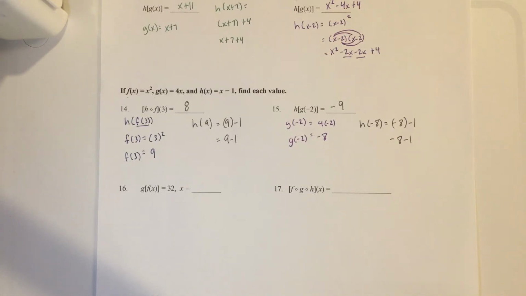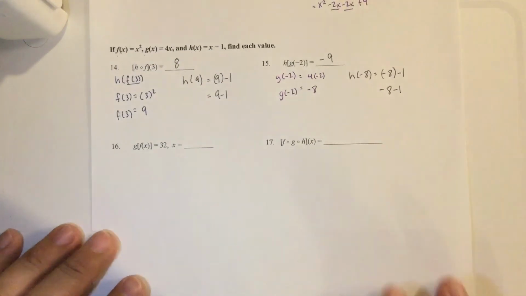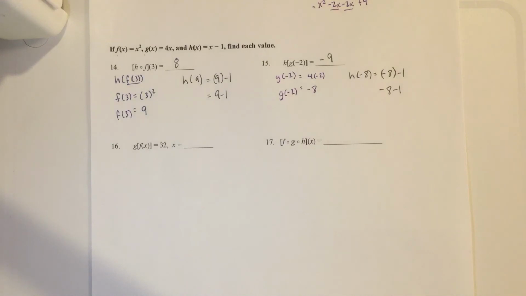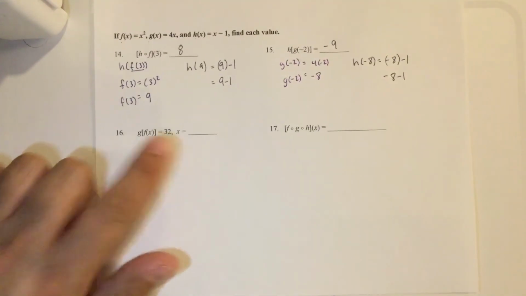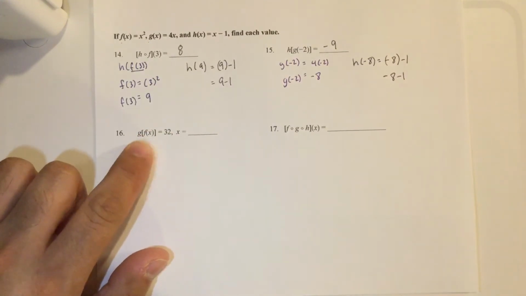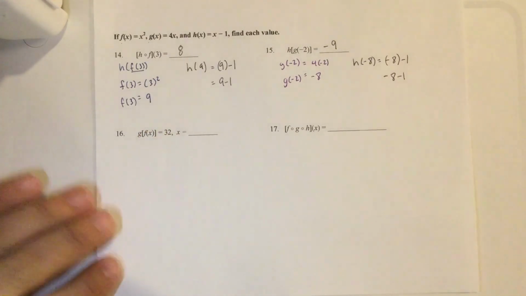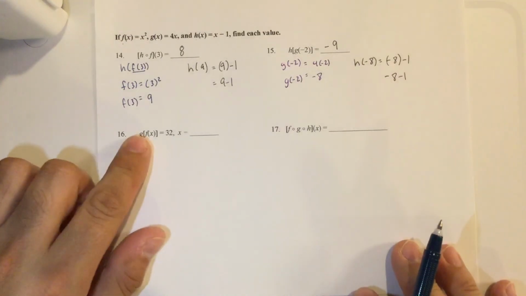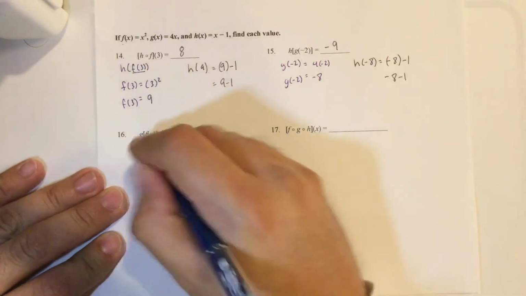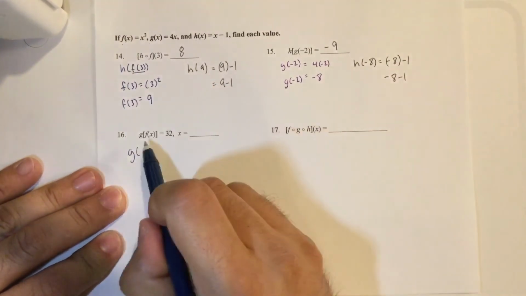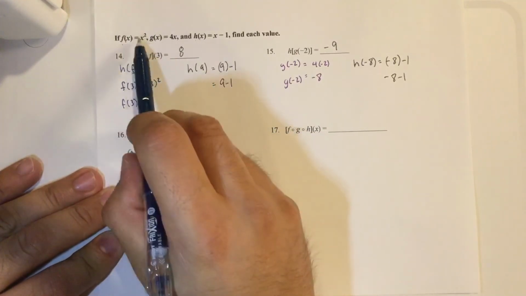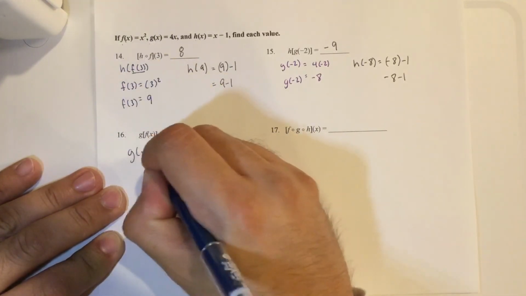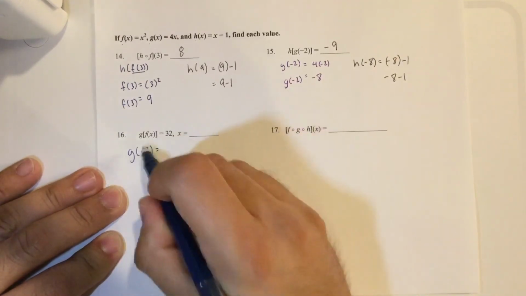All right, so now we're moving on to the last two problems. Number 16, be careful with this one, because what you should notice is that we're actually solving for x. So we have a composition and we're going to set it equal to 32. What I'm going to do is simplify this g of f of x. I'm going to start with g. I'm going to figure out what f of x is, and over here I see f of x is x squared. I'm just going to substitute it into the g function.